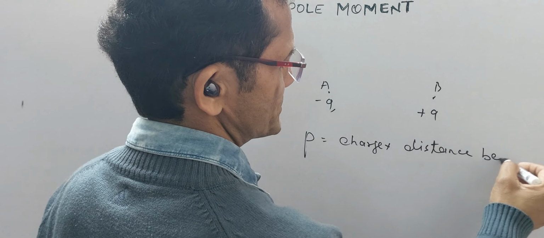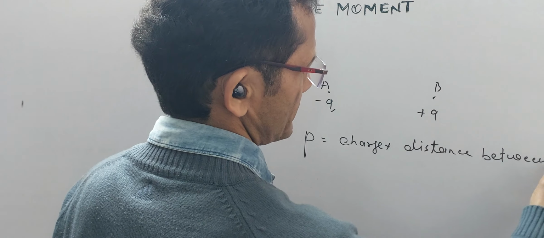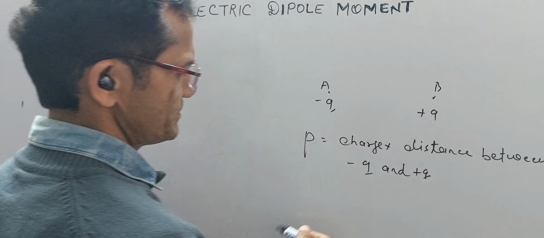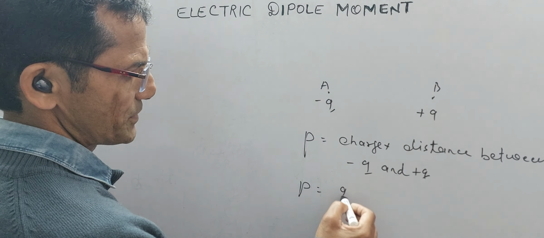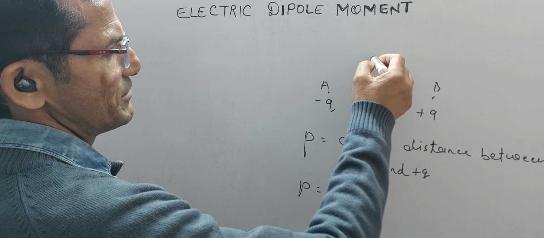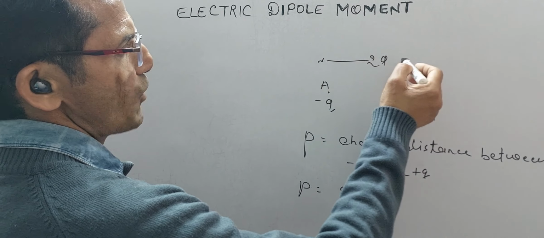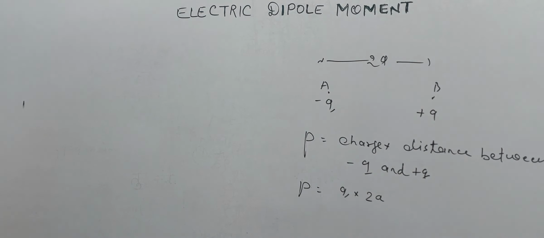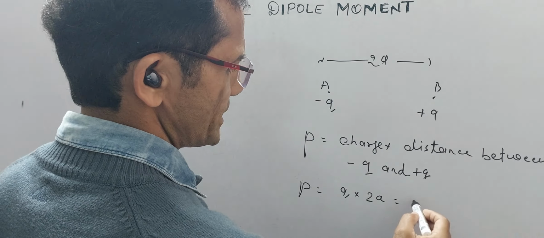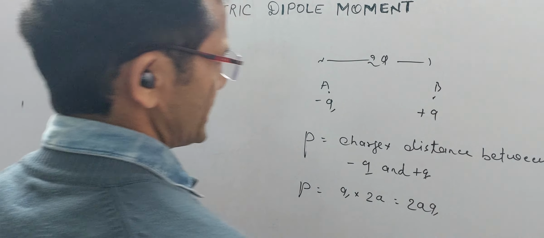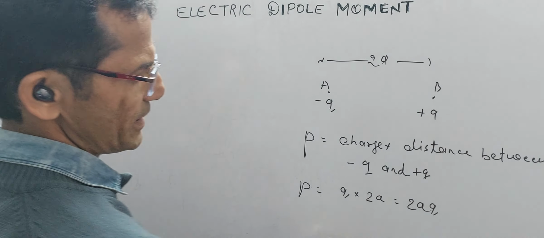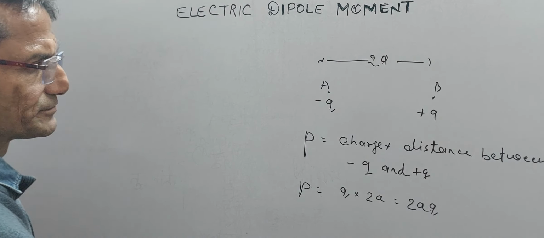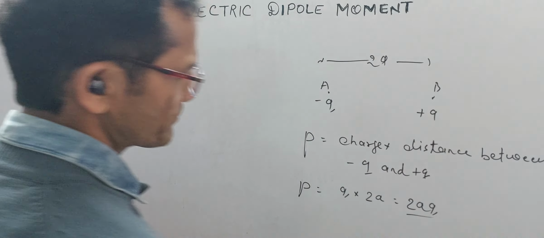The distance between these two charges, minus q and plus q. If I take the distance between them as twice a, the dipole moment becomes q times twice a, or 2aq. If the distance between them is a, then it will be q times a. So I have taken 2a. This is the value of the dipole moment.